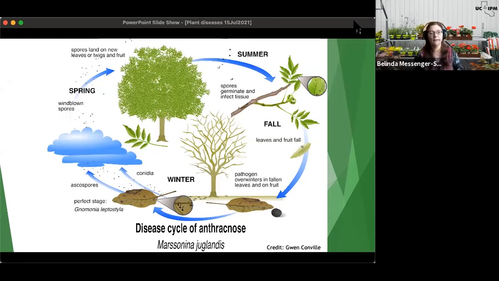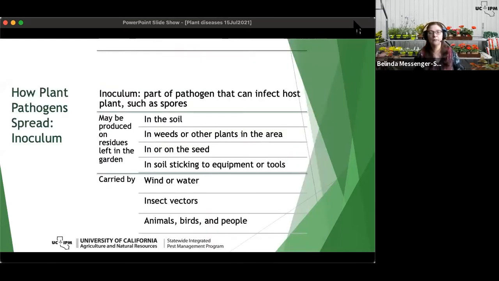Okay, next slide, please. Okay, so speaking of inoculum, this is the part of the pathogen that can infect the plant. The source of the inoculum is going to vary for each disease. Often it's fungi, we call them spores. But cleaning up the garden at the end of the growing season is important because the inoculum can remain in dead and organic matter. Inoculum from plant pathogens can also be in the soil, on weeds or other plants, in seeds, or on tools, usually on the soil that might be sticking on your tools. It can be carried by wind, water, by insect vectors, even by people or other animals.